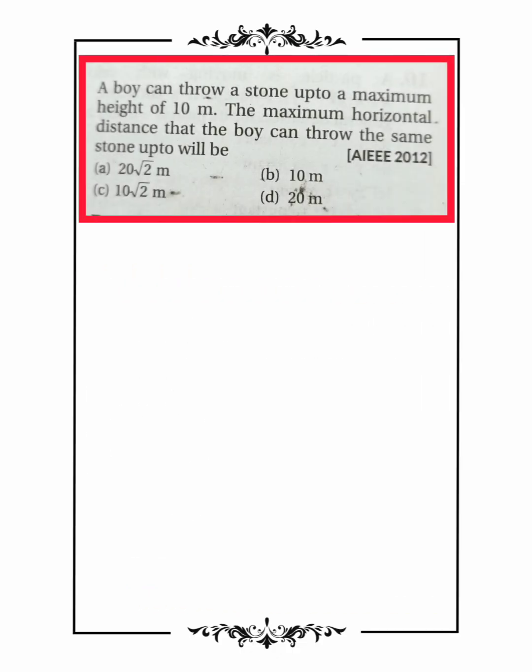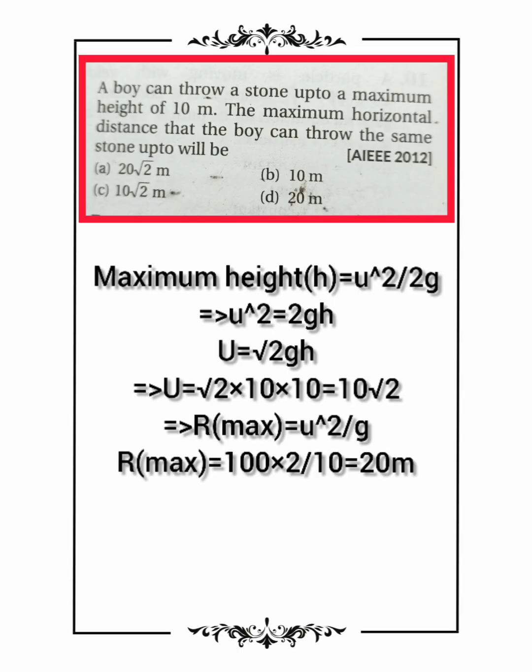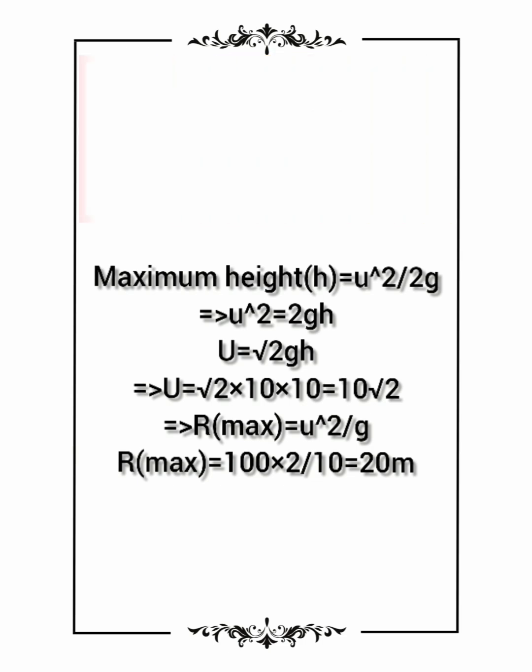Next one, a boy can throw a stone up to a maximum height of 10 meters. The maximum horizontal distance that the boy can throw the same stone up to will be. Maximum height up to which the ball can be thrown is h is equal to u square by 2g. U square is equal to 2gh. U is equal to root 2gh. Simplifying it, u is equal to root of 2 into 10 into 10, that is equal to 10 root 2 meters.